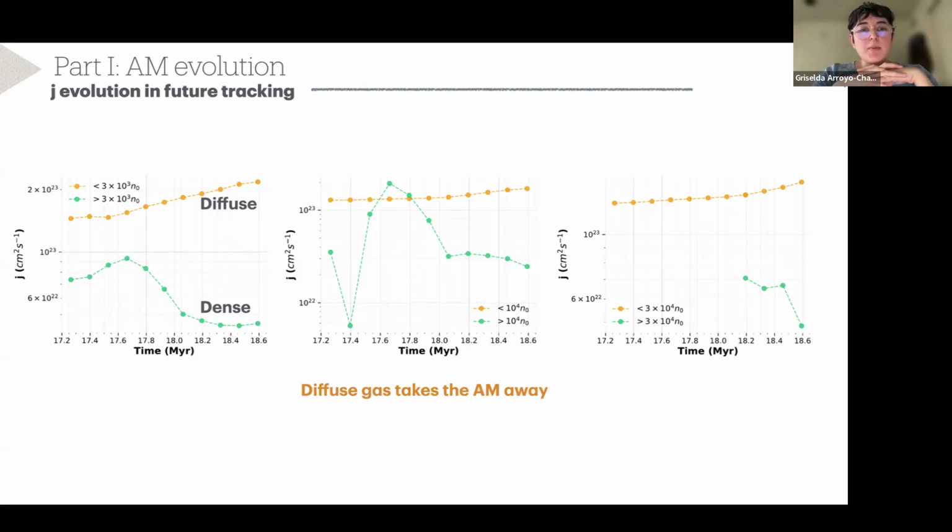We can measure the angular momentum in the diffuse and the dense part. So we just put a density threshold and say all of the particles that are above this density threshold are the dense region and below is the diffuse part. So we can measure the angular momentum over time in the dense and in the diffuse part. So these are the different plots with different thresholds, but essentially what we see is that the diffuse part is gaining angular momentum, while the dense part is losing it. Again, this can happen no matter what density threshold we use to define the clumps.